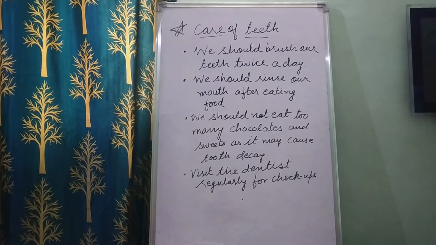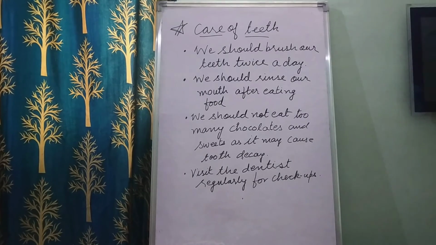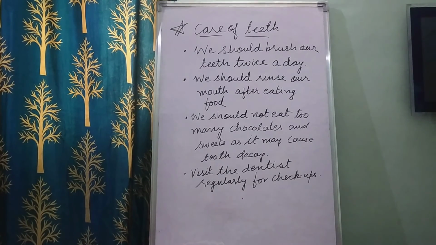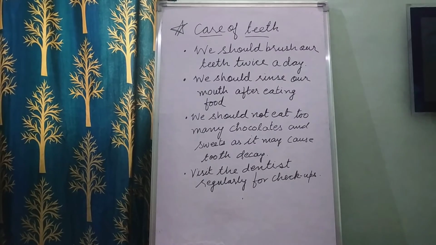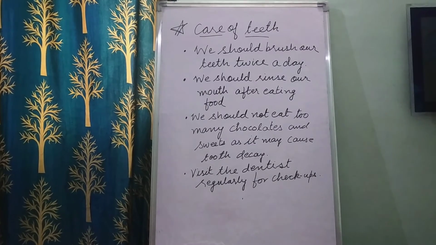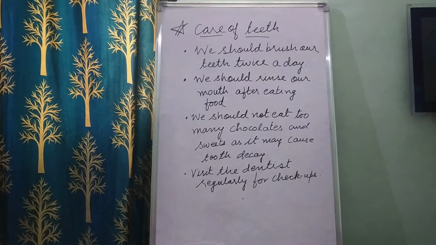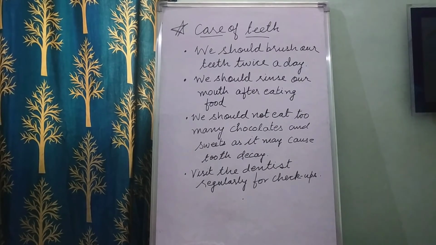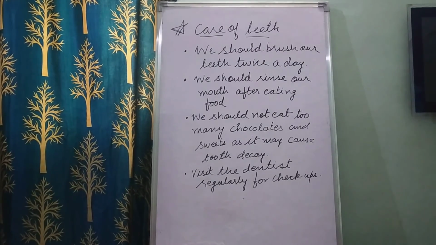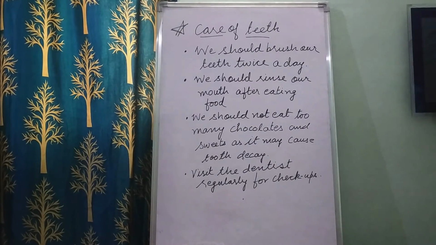Eat food that is healthy for teeth and gums, for example, milk, egg, curd and green vegetables. These are the things which make your teeth healthy, and the gums will also become healthy, because these gums hold the teeth. Avoid eating too many sweets, sugary snacks or soft drinks. Children, we should not eat too many chocolates and sweets. You know what will happen? It may cause tooth decay.